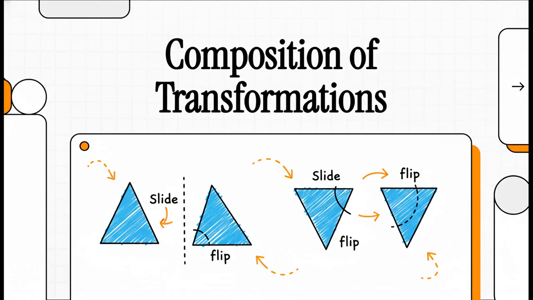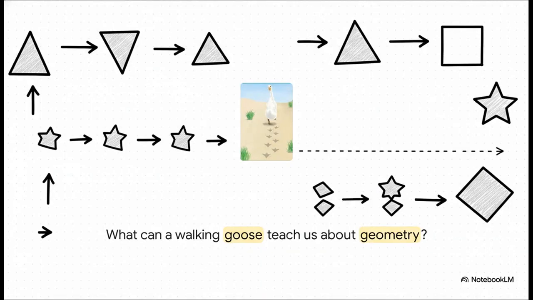Let's jump right in. I know, what's with the goose? But seriously, take a look at these tracks in the snow. Each footprint is a slide and then a flip of the one before it. This sequence, a translation followed by a reflection, has a really cool name, a glide reflection. It's a perfect real-world example of what we're talking about, combining transformations into something new. And that whole process is called a composition.